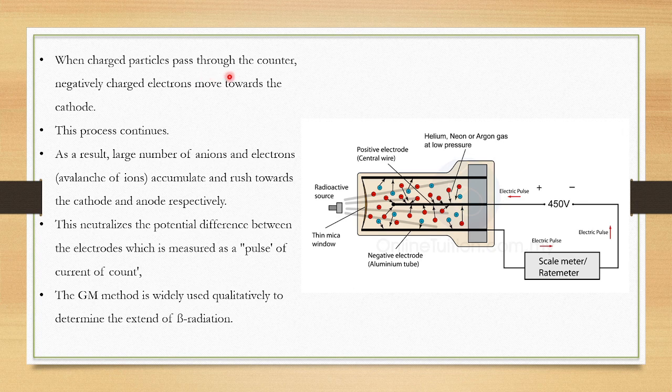So when a charged particle passes through the counter, negatively charged electrons move towards the anode, and this process continues. So as a result, a large number of ions and electrons accumulate and rush towards the cathode and anode respectively. So near the anode and likewise near the cathode, the respective positively and negatively charged ions accumulate.